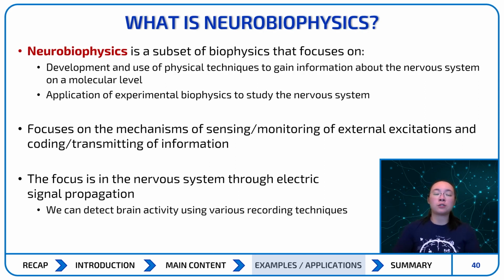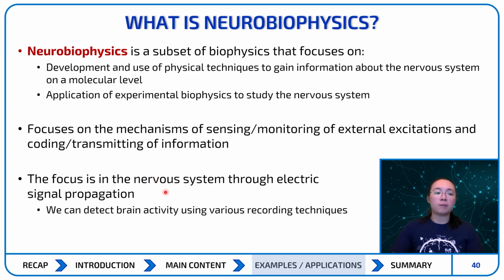So these are common explanations of what neurobiophysics is: the application of a biophysical tool to study something related to the signals within your brain and your body. So we want to focus on how we can take these measurements. If we're trying to get information about the nervous system on a molecular level, then we have to find a way to detect excitations within neurons, as well as how information is passed from neuron to neuron. So you end up with these two focuses.